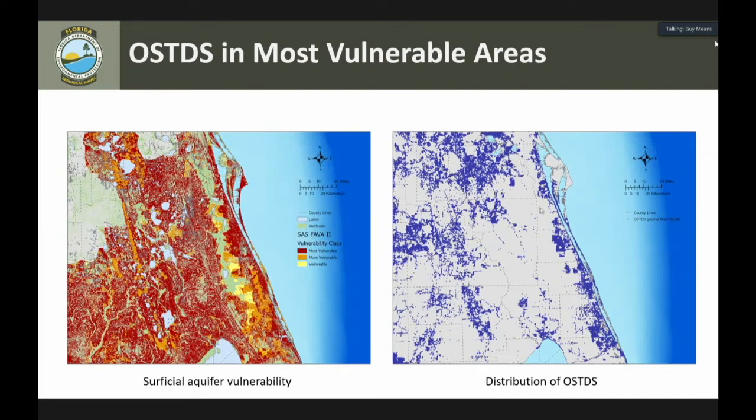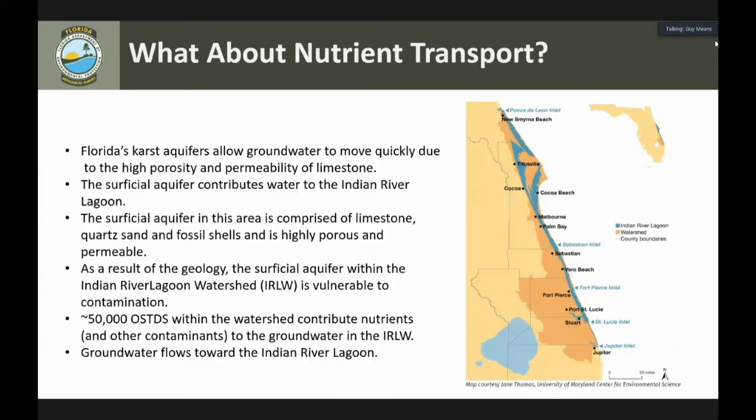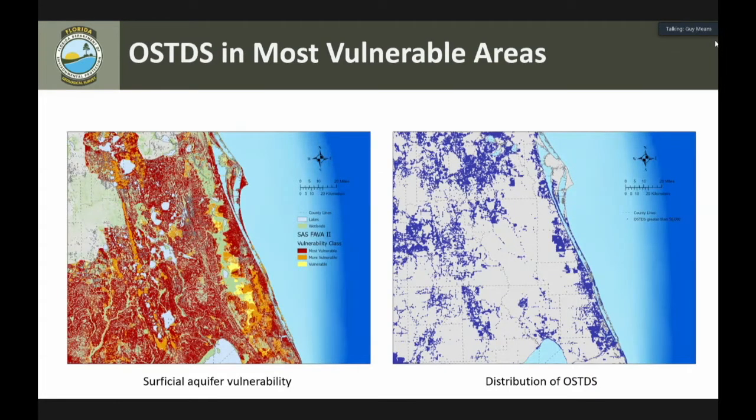Well, you can see all of these blue dots represent septic tanks. I want to say there's somewhere on the order of 50,000 on-site septic tanks in this area. And another issue with putting septic tanks in an area is the proximity to the water table. And as you know, by rule, you have to have a certain height between the bottom of your drain field and the underlying water table.